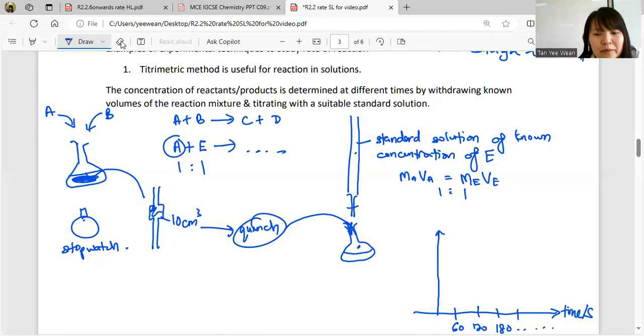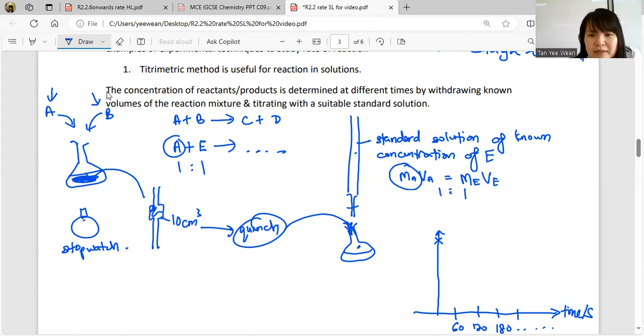Okay, so what do we want to get here? We want to get the concentration of A because at 60 seconds, we want to know what the concentration of A is then. Because we know the original concentration of A and B, so I can plot the initial concentration here. But I don't know at time 60 seconds what the concentration is now, after some time, after they have reacted.